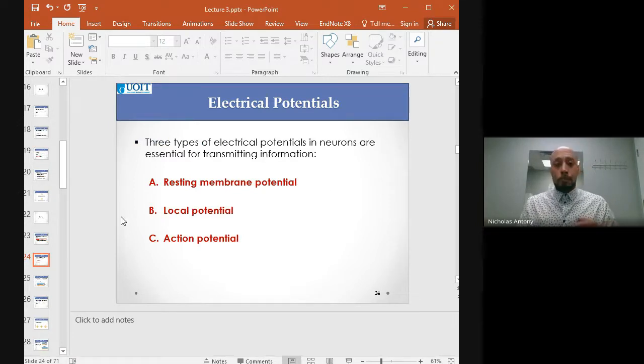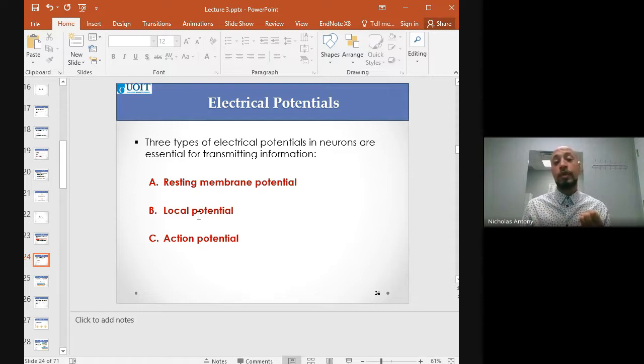The three different electrical potentials, the three different states we're going to see in the neuron. And remember, the point of today's lecture is to understand at a molecular level how the neurons work. We're going to have three different potentials that are possible, and through this is how we get our cell signaling. The resting membrane potential is probably something that you are all familiar with. It's the general potential that's created by the sodium-potassium pump. So it's the resting charge of the neuron. The local potentials are those potentials that are generated at the dendrites.